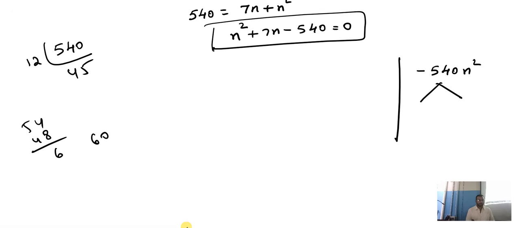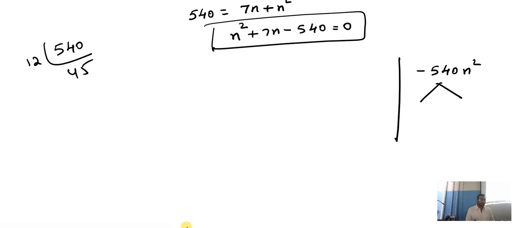Correct now? 12 fives are 60. Again 45 and 12, can we reduce? Sir, 20, we should say. 20, no, sir, because 60 is not there. 40. 12 fours are 48. 54 minus 48 is 6. 0 is there. So 60.